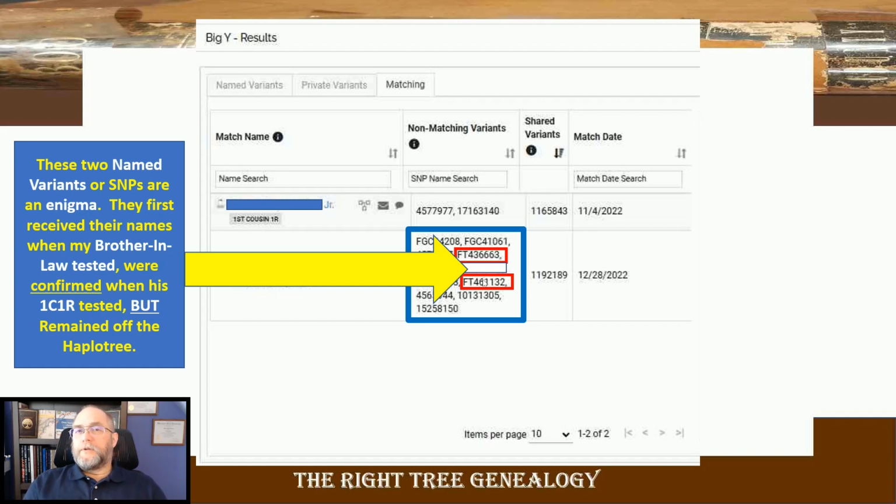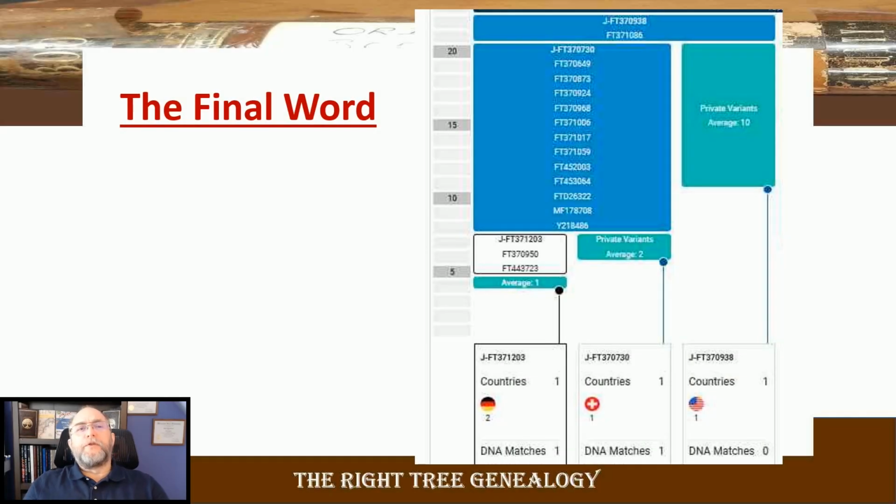These two did not appear on the haplotree, and that was where I saw that they should be. The reason, as it has been defined to this point, is that one of them is in the centromere location and one of them is in a palindrome region, and therefore they did not add them to the tree as of yet. So now we're to the final word.